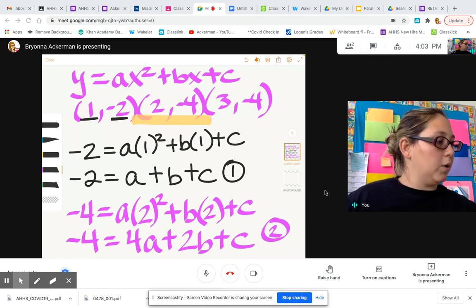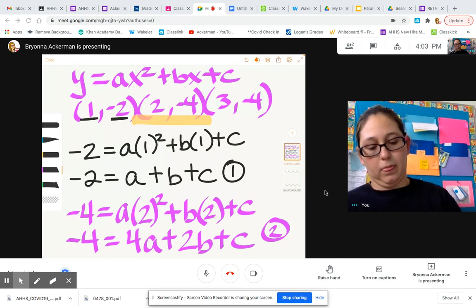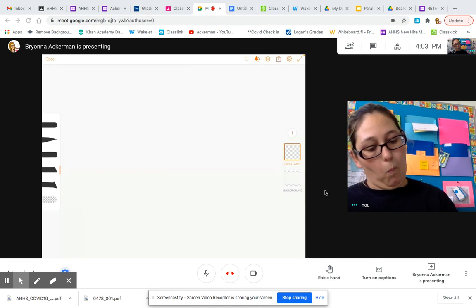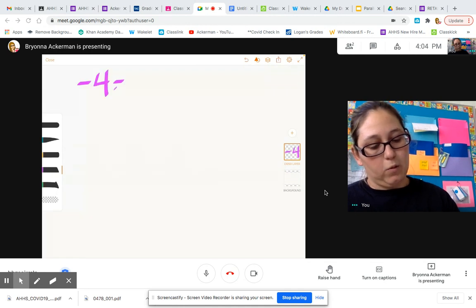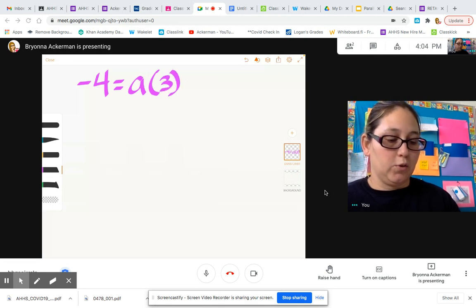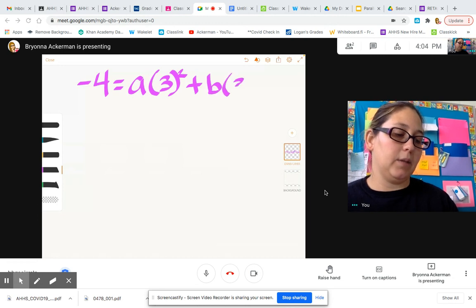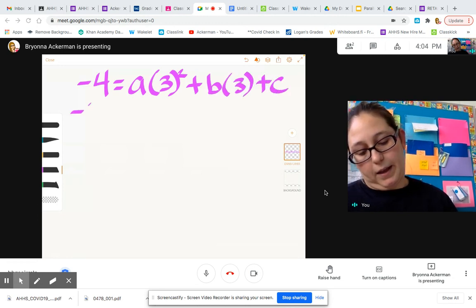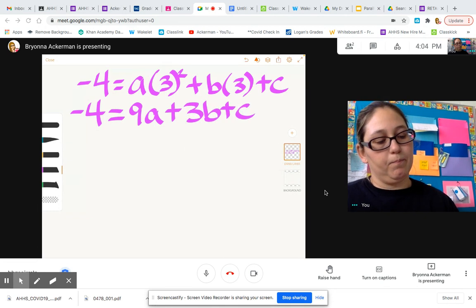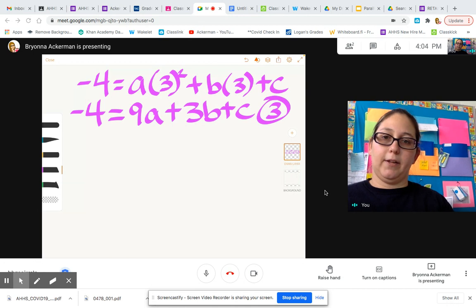We're going to do it one more time to get equation 3. So y in this case is negative 4 equals a times x, where x in this case was 3 squared, plus b times x plus c. If I simplify, I get negative 4 equals 3 times 3 is 9, so we'll get 9a plus 3b plus c. We're going to call this equation 3 and save it.